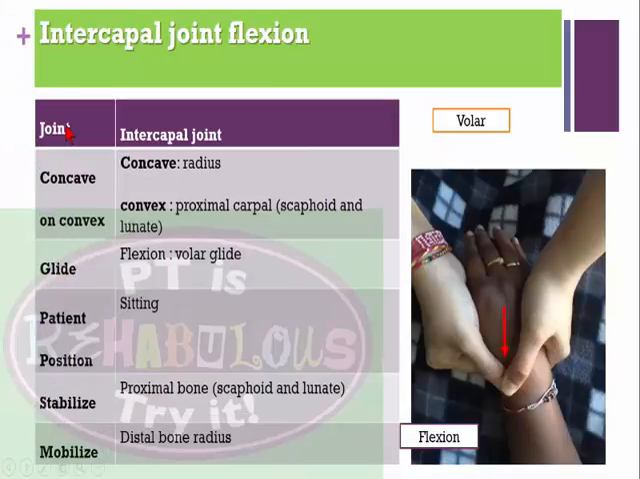Let's learn intercarpal joint mobilization. For that, concave moves on convex surface. Concave is the radius, convex is your proximal carpal, like scaphoid and lunate. If we want to improve flexion, we have to give a volar glide. Patient position is sitting, and we have to stabilize the proximal bone. With my fingers I have stabilized the scaphoid and lunate, and we have to mobilize the distal bone, so that is the radius. So for improving flexion, we can give a volar glide.